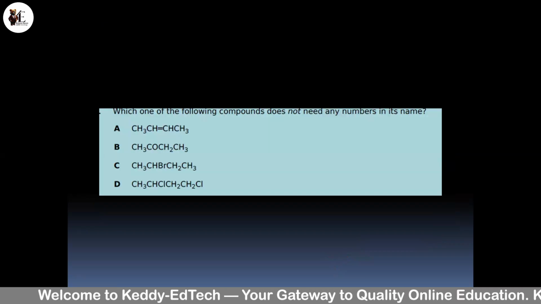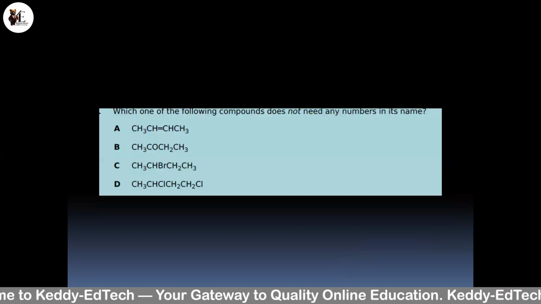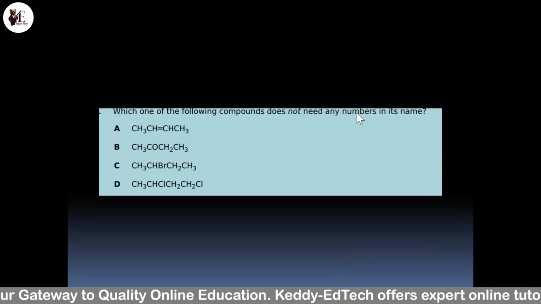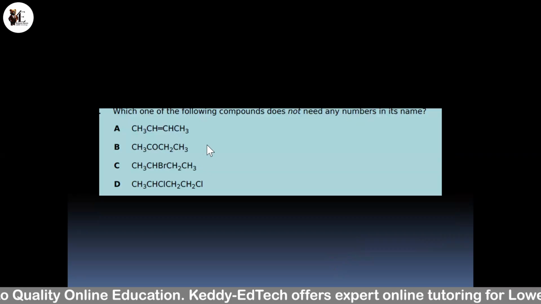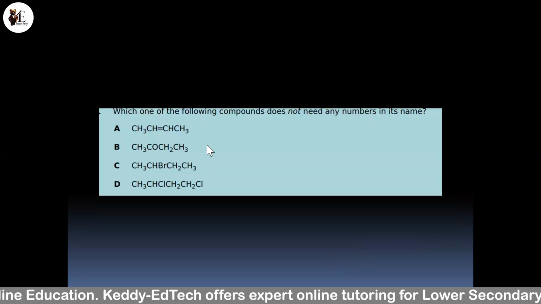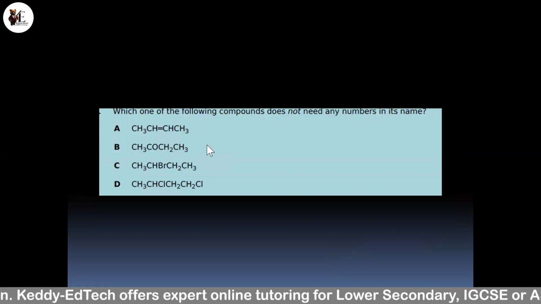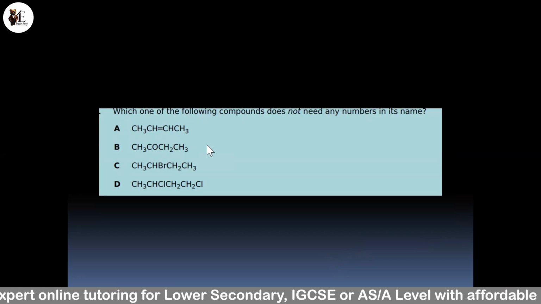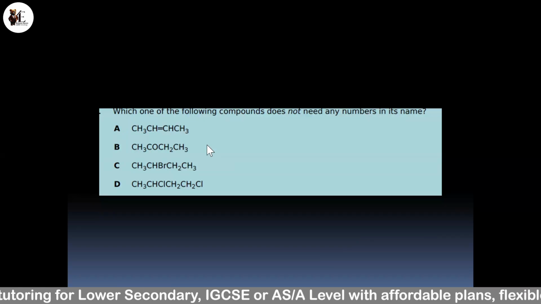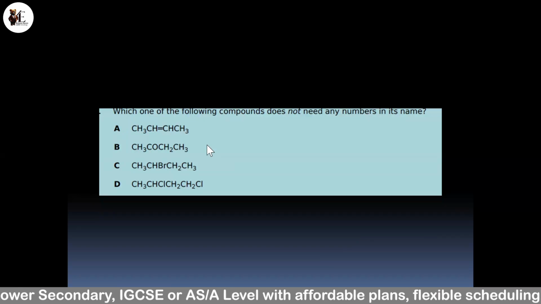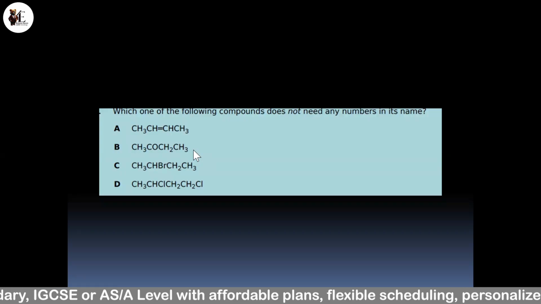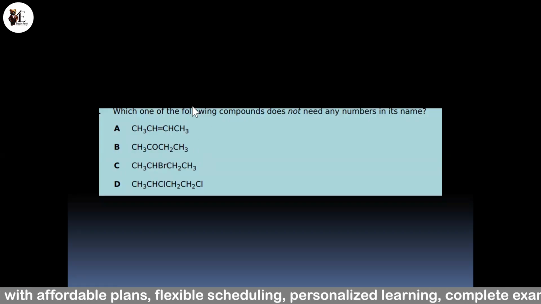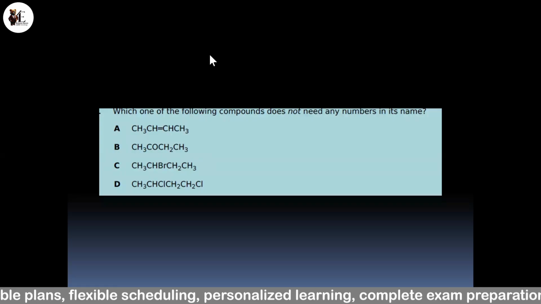So let us do some practice questions based on this. Which one of the following compounds does not need any number in its name? Any number means write down the IUPAC name of all these compounds and tell me which one of these compounds doesn't have any number in its name. Solve it and then tell me the answer. There's a misprint, I think, in this question. You have to tell me the IUPAC name of these compounds.